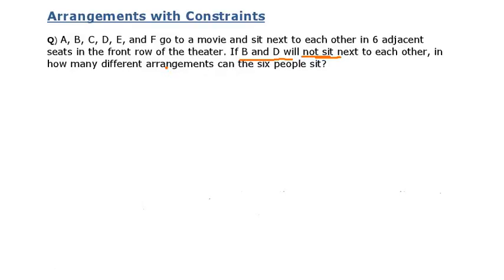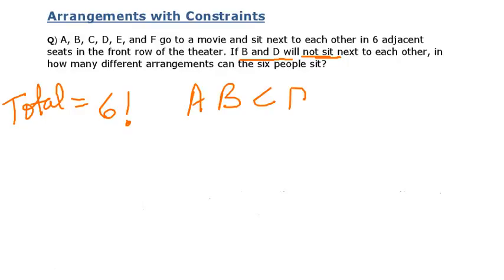D doesn't want to sit next to B. So how can we solve it? First thing, let's not consider any constraint. Let's find out if all of them can sit next to each other, how many ways are possible. Since these are 2, 3, 4, 5, 6, so 6 factorial. These are the total arrangements. Okay, so total becomes 6 factorial. And let's say, when we say 6 factorial, it was A, B, C, D, E and F.